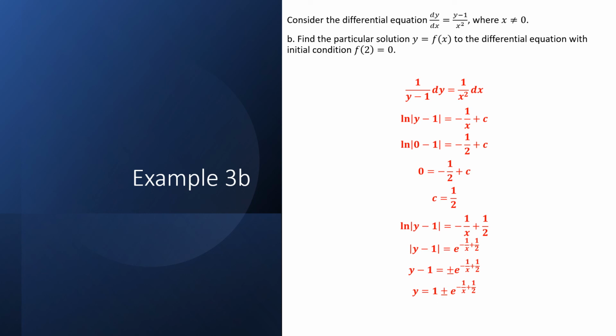Now remember, we can't have plus or minus since we have an initial condition. We have to figure out which one we want. So if we go back and mentally plug in our initial condition, if I plug in 2 into the right-hand side, I get e to the 0, which is 1. And I want the answer to come out to be 0, so I want it to be 1 minus 1 instead of 1 plus 1. And so I know that I need to go with the negative of the plus or minus. And so my final equation is y equals 1 minus e to the negative 1 over x plus 1/2.